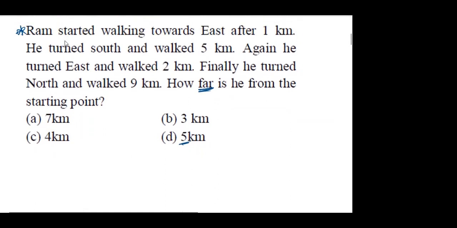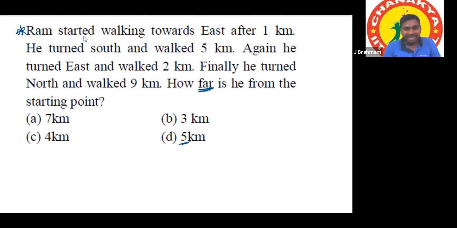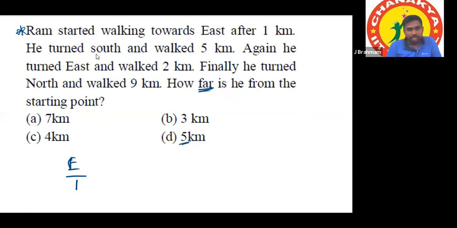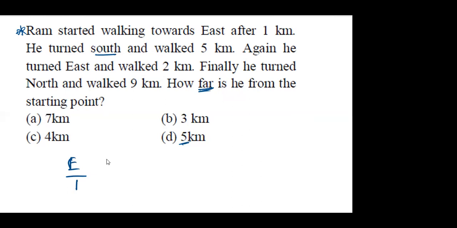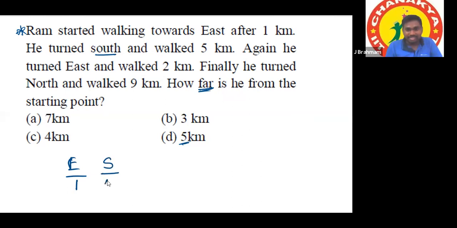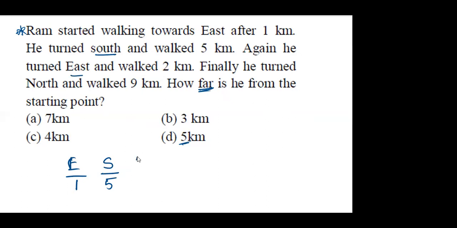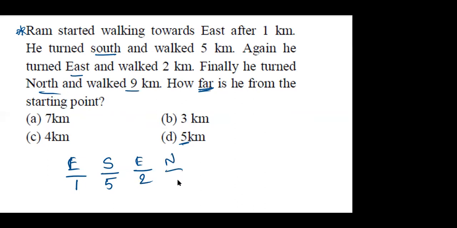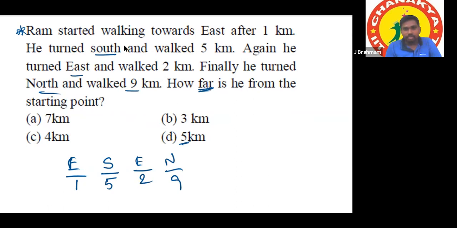One second, let me check it again. Ram started walking towards east. Towards east the distance is 1 kilometer. Then directly south is given. South distance is 5 kilometers. Next, east distance is 2 kilometers. And finally, north distance is 9 kilometers. So the answer is 5 only? No, sir, I'm telling the answer is 5.